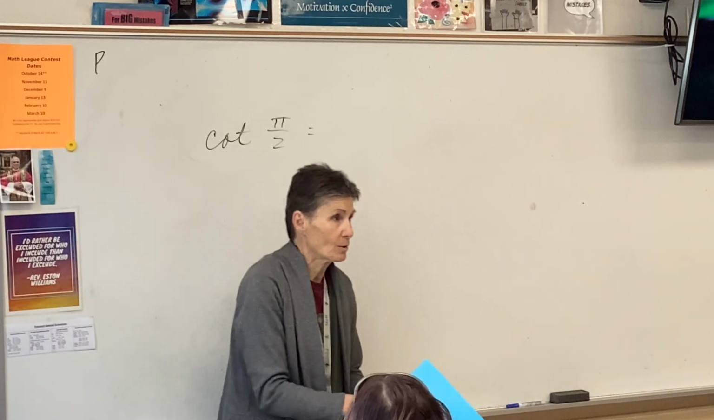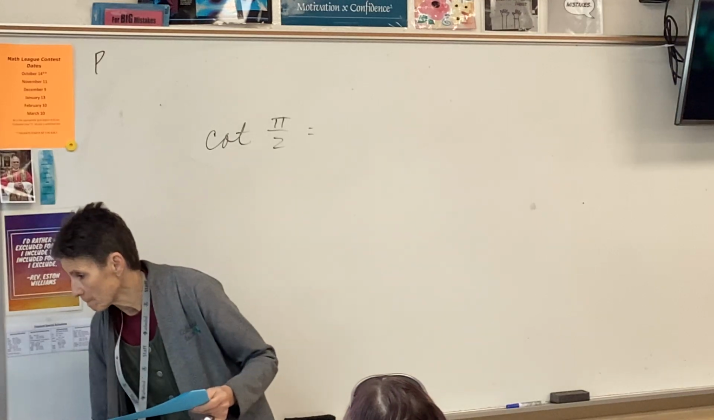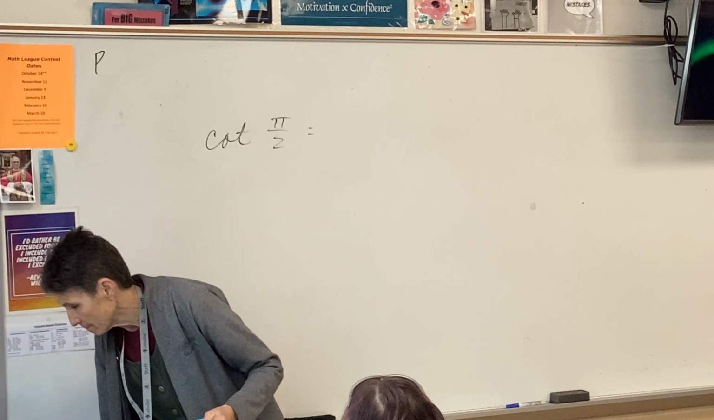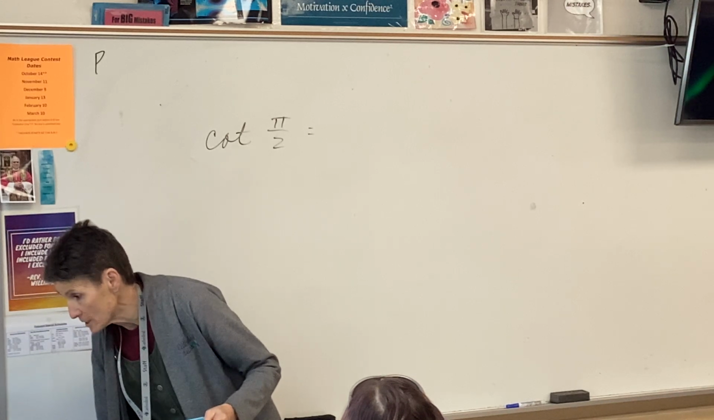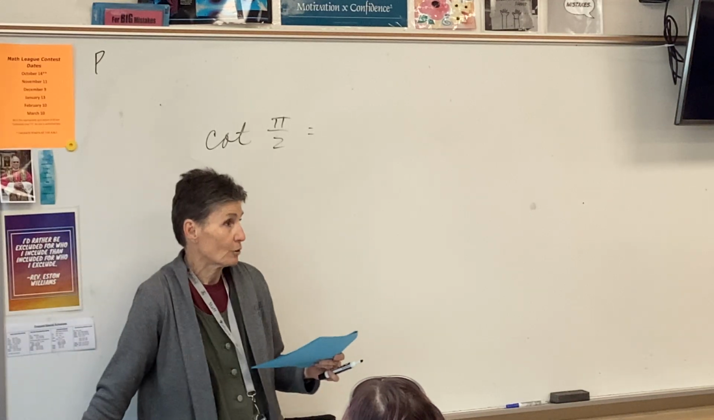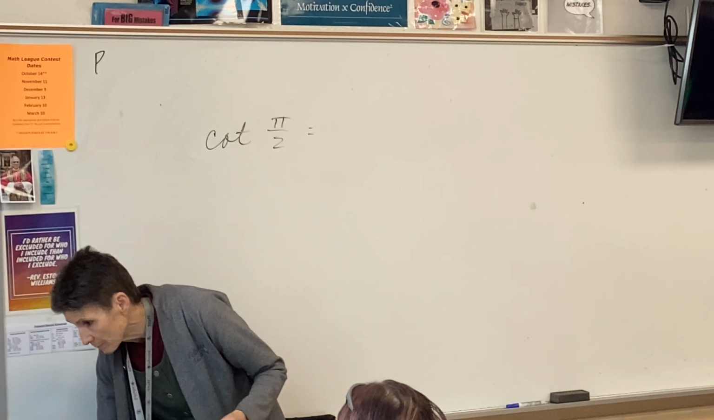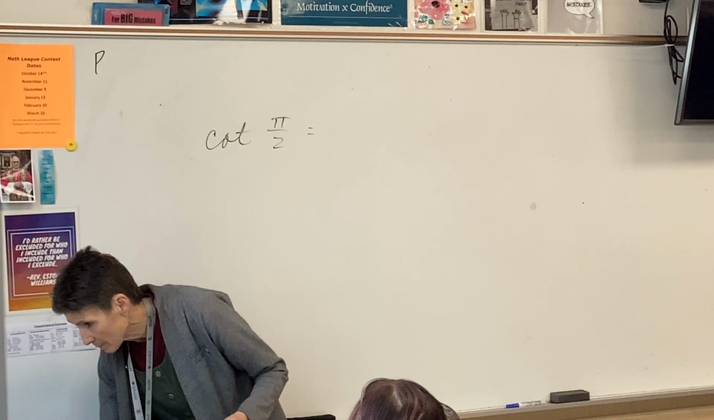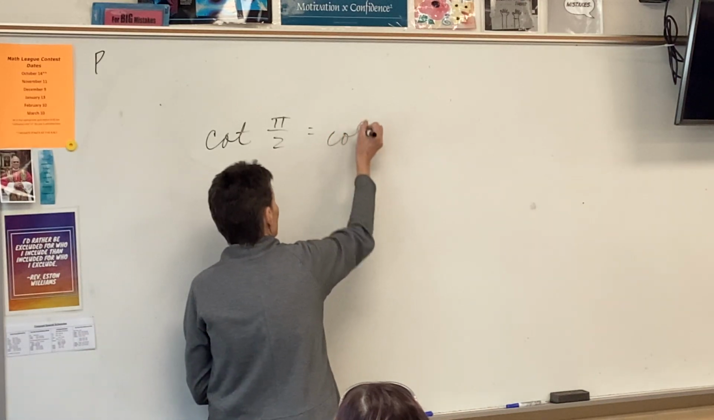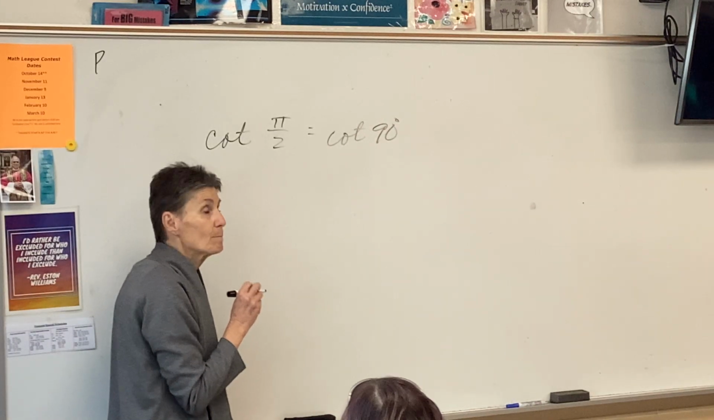Who remembers how we start? Yes, so the first thing you're going to want to do is change it into degrees. So what is 180 divided by 2? Alright. So I'm going to find the cotangent of 90. Alright, what's the next thing? Right. Draw a picture of it.